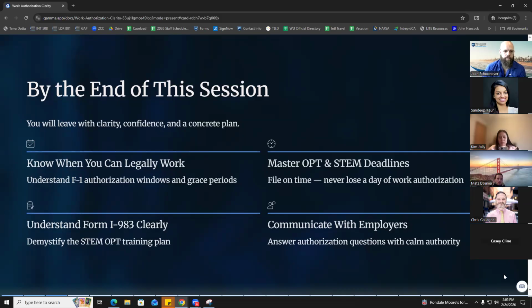But the goal of this session is to help you understand both the work authorization as well as when you're able to legally work here in the US, to be fluent in the timelines for both OPT and STEM OPT, to understand the I-983 if you're going to be now or in the future applying for the STEM OPT extension, and most importantly, how to communicate all of these things to your employers in a clear, confident, and concise manner, something that's direct and short so that they're able to understand and be confident in hiring you as well.